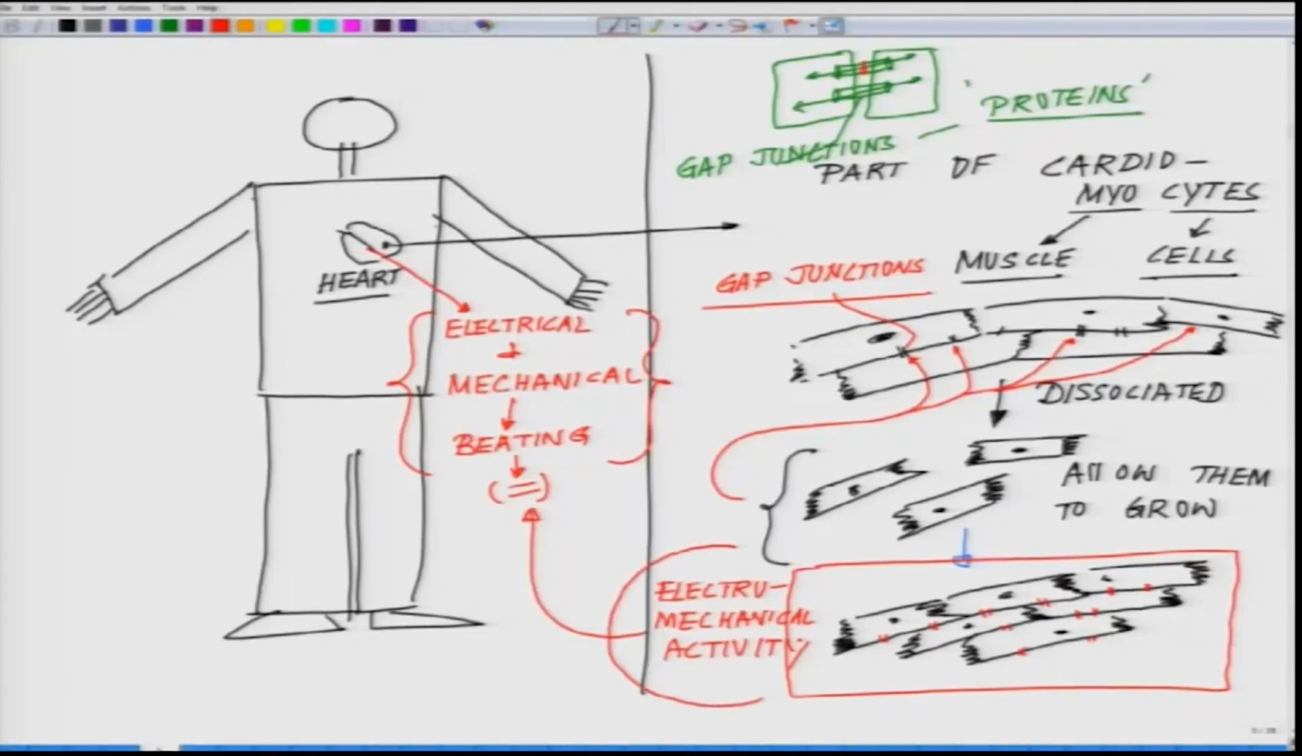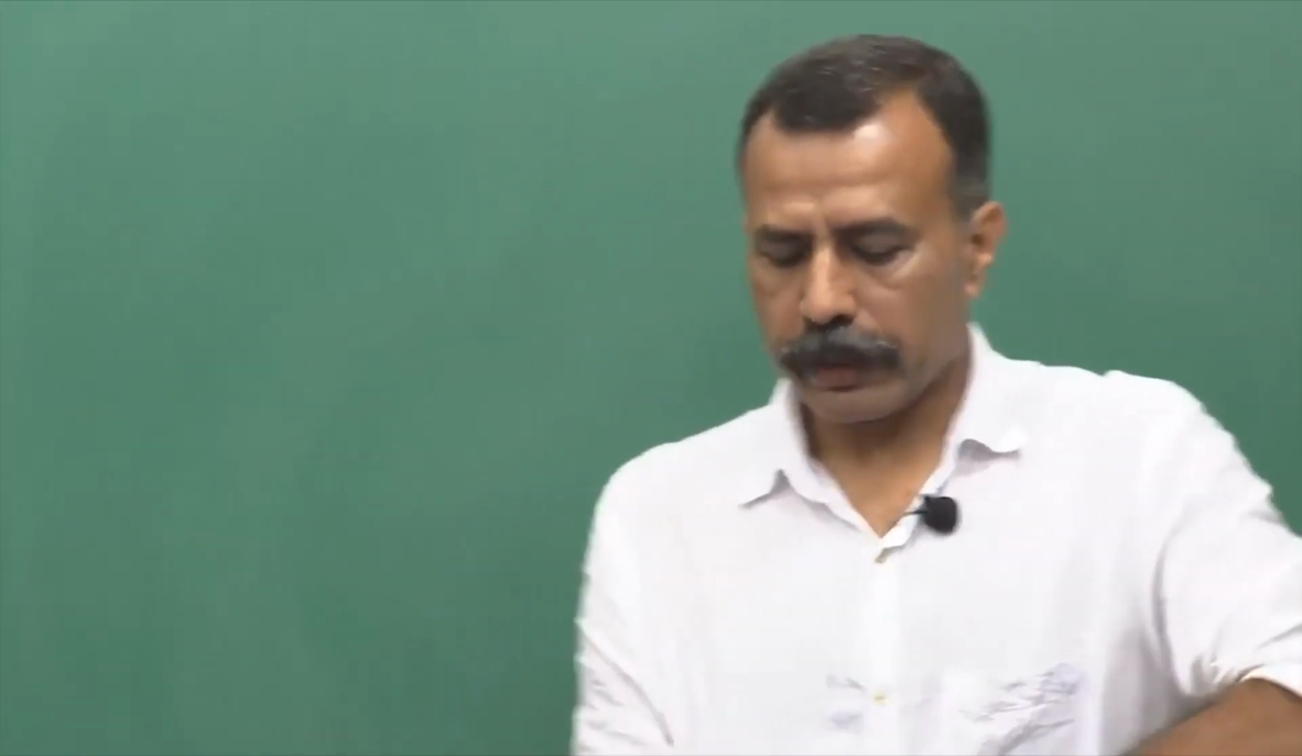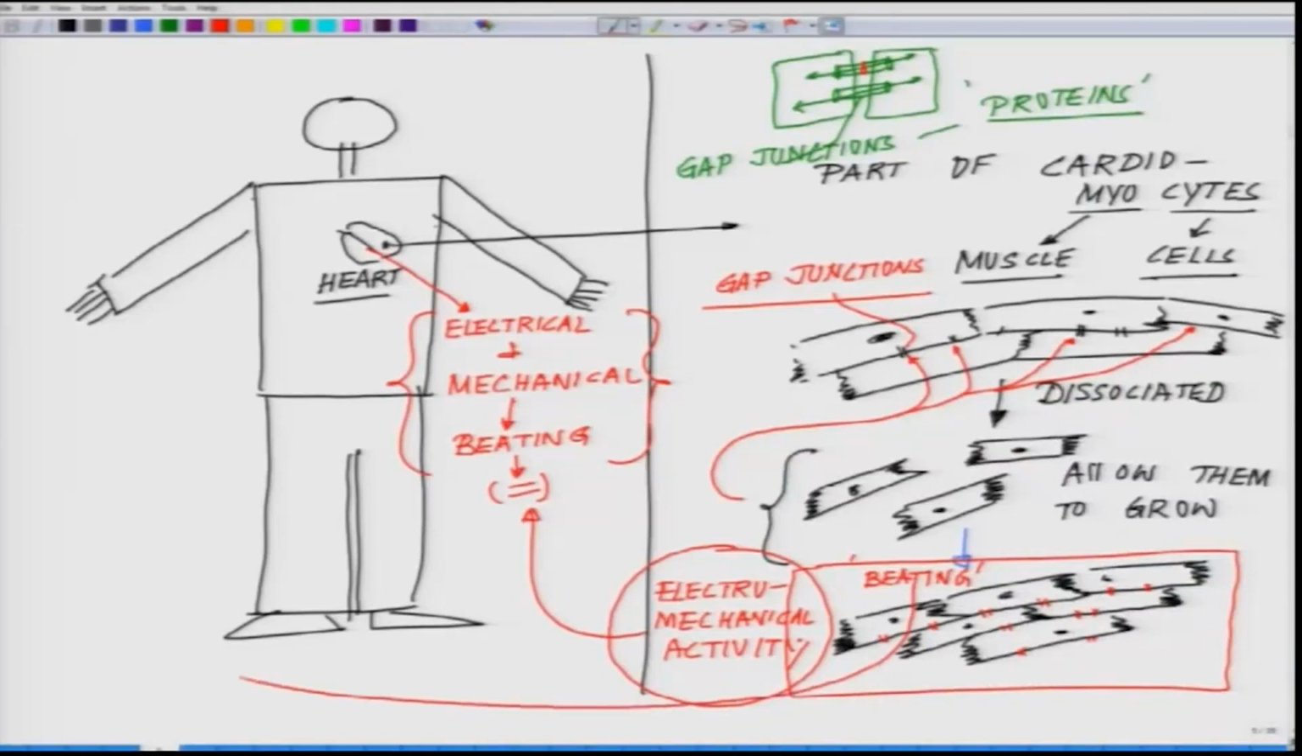Okay, so it will generate an electromechanical activity. Now, this electromechanical activity, your first evidence, you should be able to see on a dish under a microscope that these cells are beating. Okay, if they are not beating, it means, yeah, you grew something, but they are not functional. Now, if they are beating, it means they are generating certain force, right? It is a mechanical event, there is a force generation.